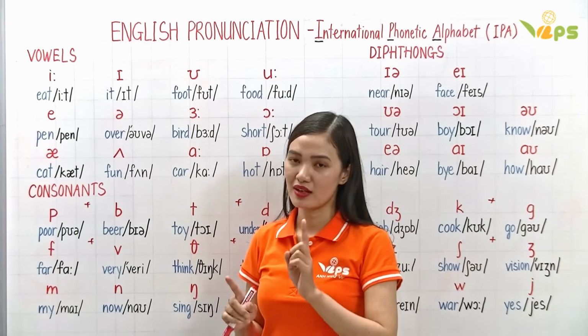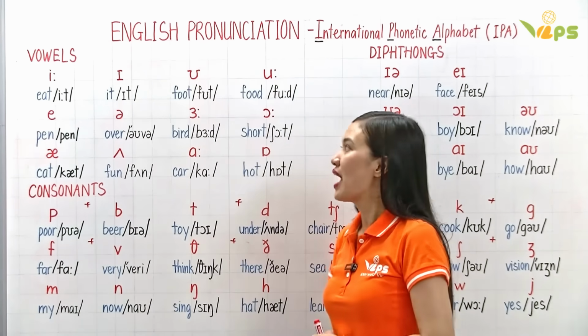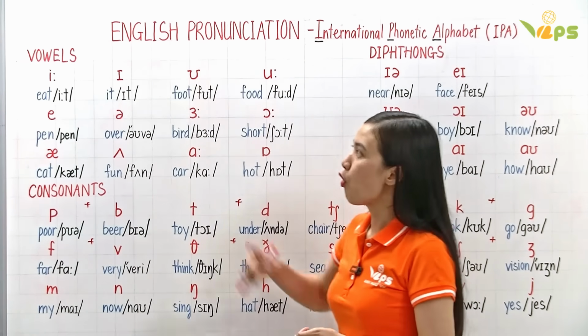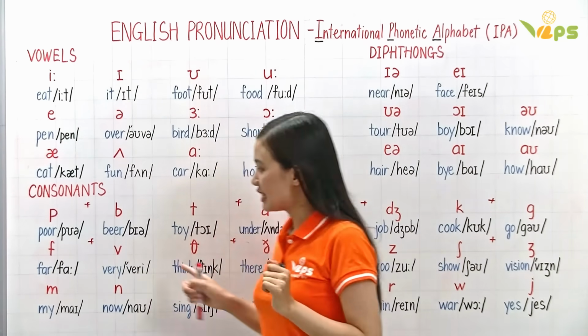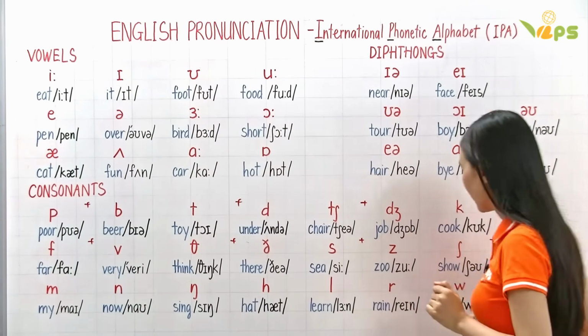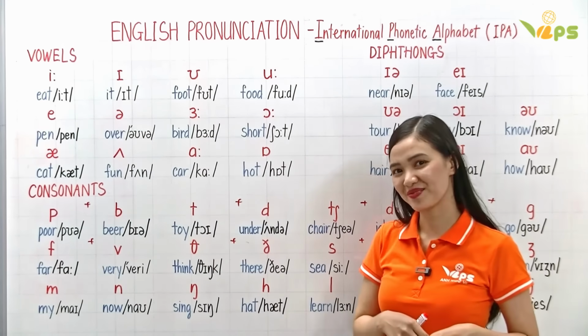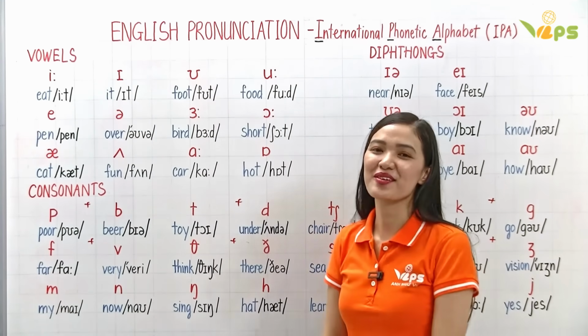Now, I have a task for you. Can you find all the vowels and the diphthongs in the examples of the consonants here? Tell me, okay?